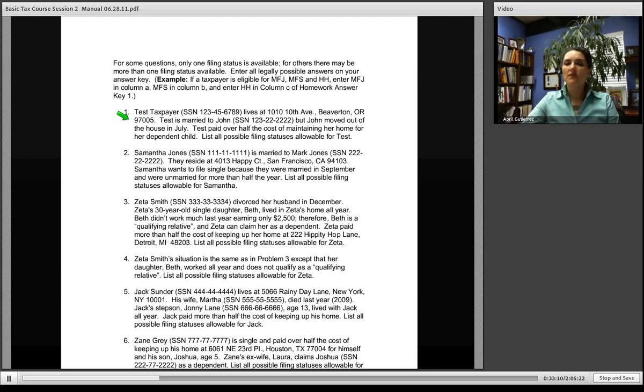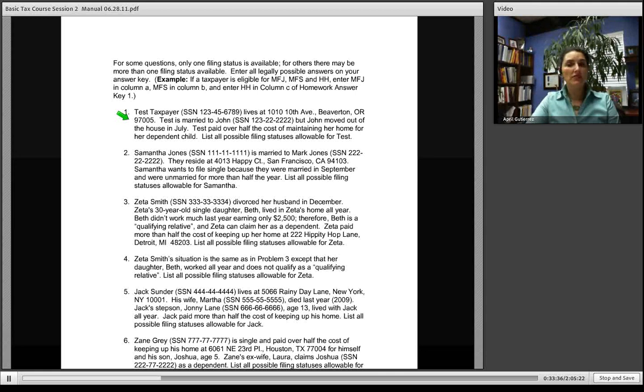Well, she could possibly qualify for married filing joint and married filing separate. She would not qualify for head of household because her husband moved out in July. And if her husband moved out in July, that means he was there in July. And if he was there in July, he was there during the last 6 months of the year. So she could not qualify for head of household. So her possible filing status choices are married filing separate and married filing joint.